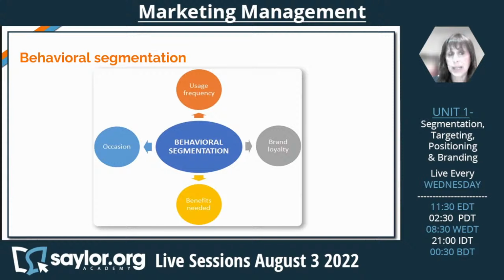Companies look at the different occasions that we might use different products or services. So all of these relate to behaviors, the ways in which we look at products, when we use them and how we use them. And this helps with developing marketing strategies.